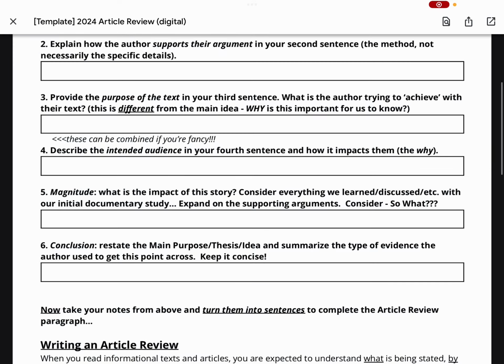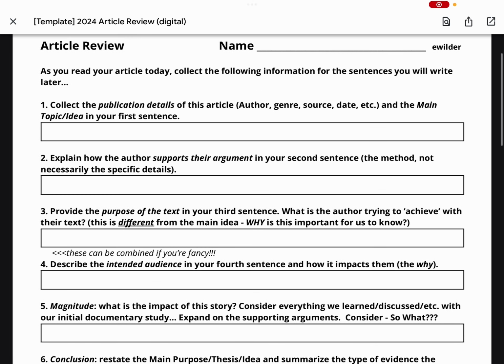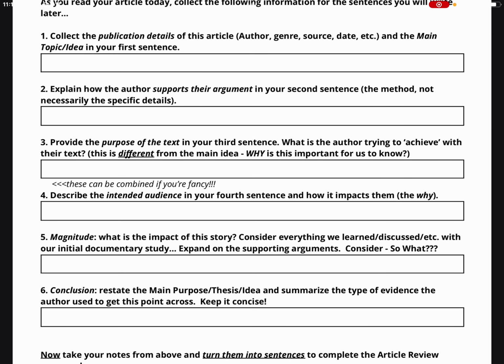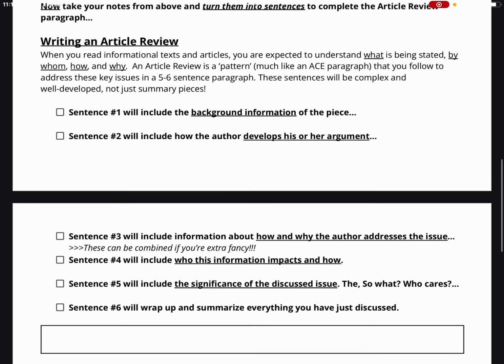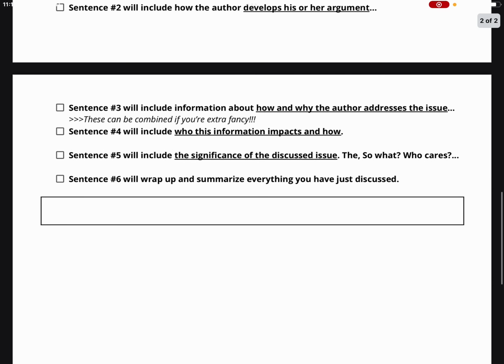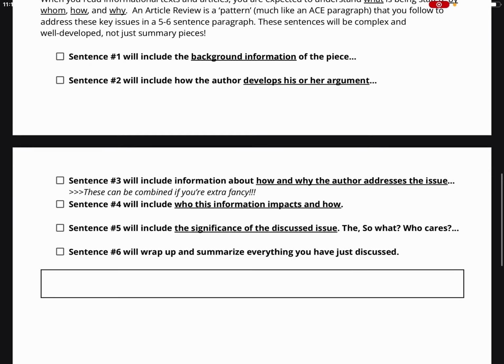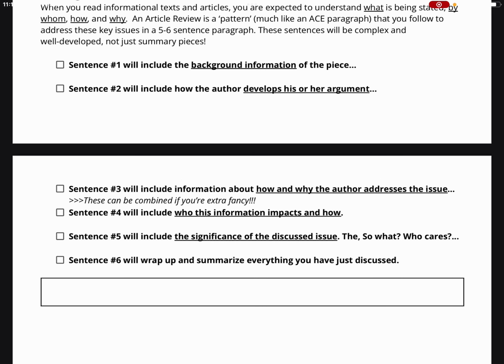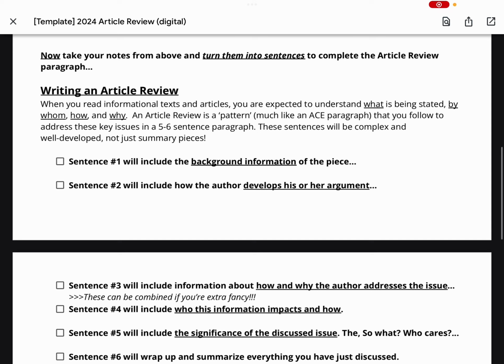So again, when you look at your handout, these boxes are where you put the notes that help you get to that point. And then you can check them off if you want to. But this box is where you write those 5 or 6 sentences. If it's not doing the things that you are supposed to do, if you can't check off that you have done those specific sentences, you are not going to get the points for writing an article review paragraph. If you just write some stuff, you will not get the credit for doing the article review paragraph.